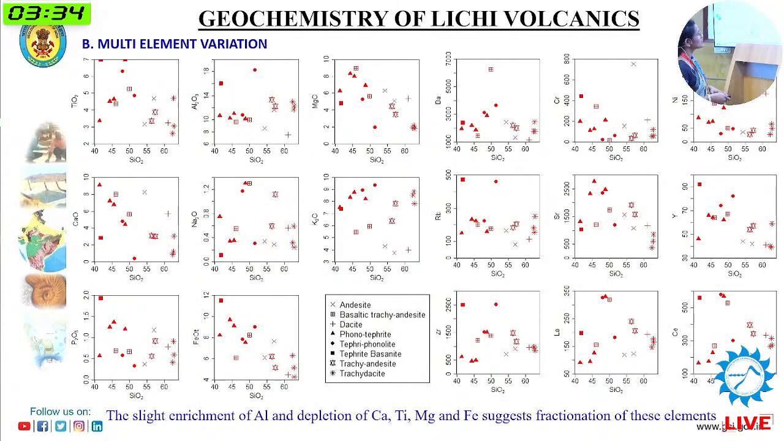Seeing the multivariant diagram, you can see that some show a negative correlation: MgO, CaO, and FeO, and these show that crustal fractionation is there. But TiO2, Al2O3, Na2O, and K2O are showing the partial melting trend, where P2O5 shows a little bit of fractionation.